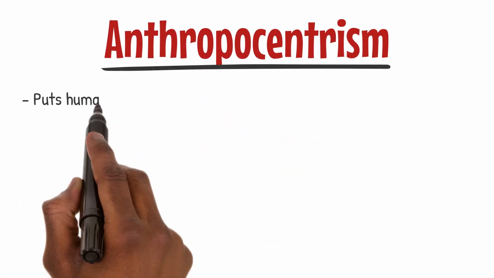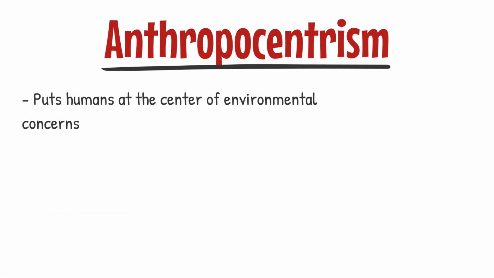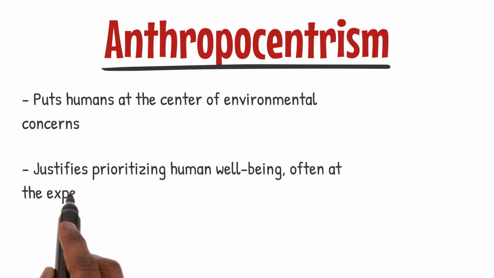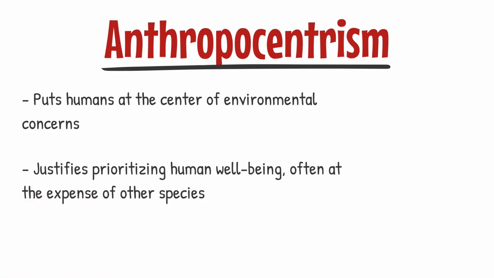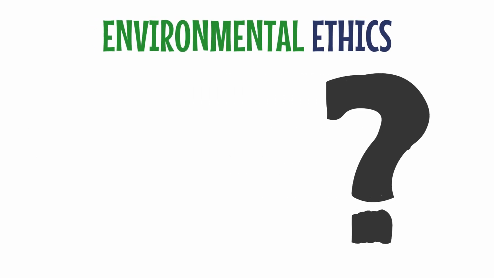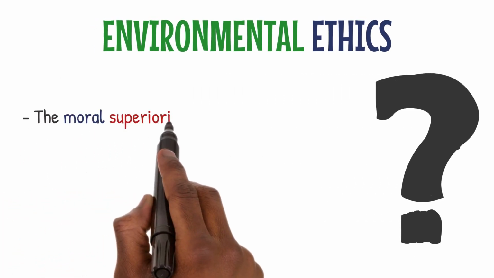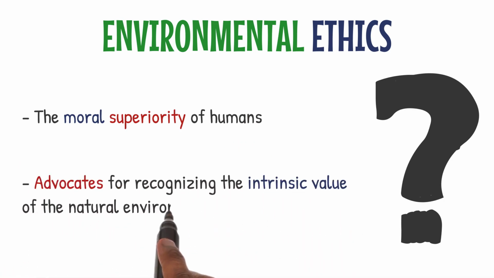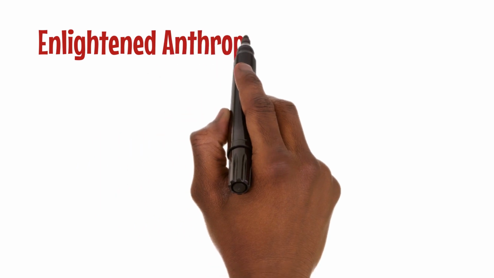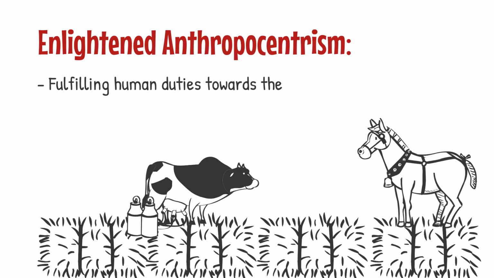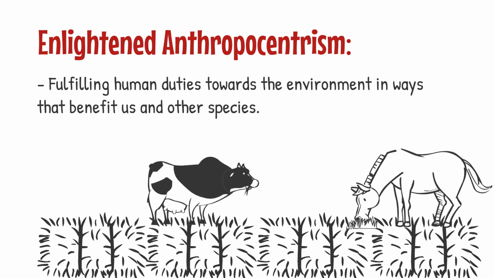Anthropocentrism puts humans at the center of environmental concerns. It justifies prioritizing human well-being, often at the expense of other species. This viewpoint has been challenged by the rise of environmental ethics, which questions the moral superiority of humans and advocates for recognizing the intrinsic value of the natural environment. Enlightened anthropocentrism, however, proposes fulfilling human duties towards the environment in ways that benefit us and other species.